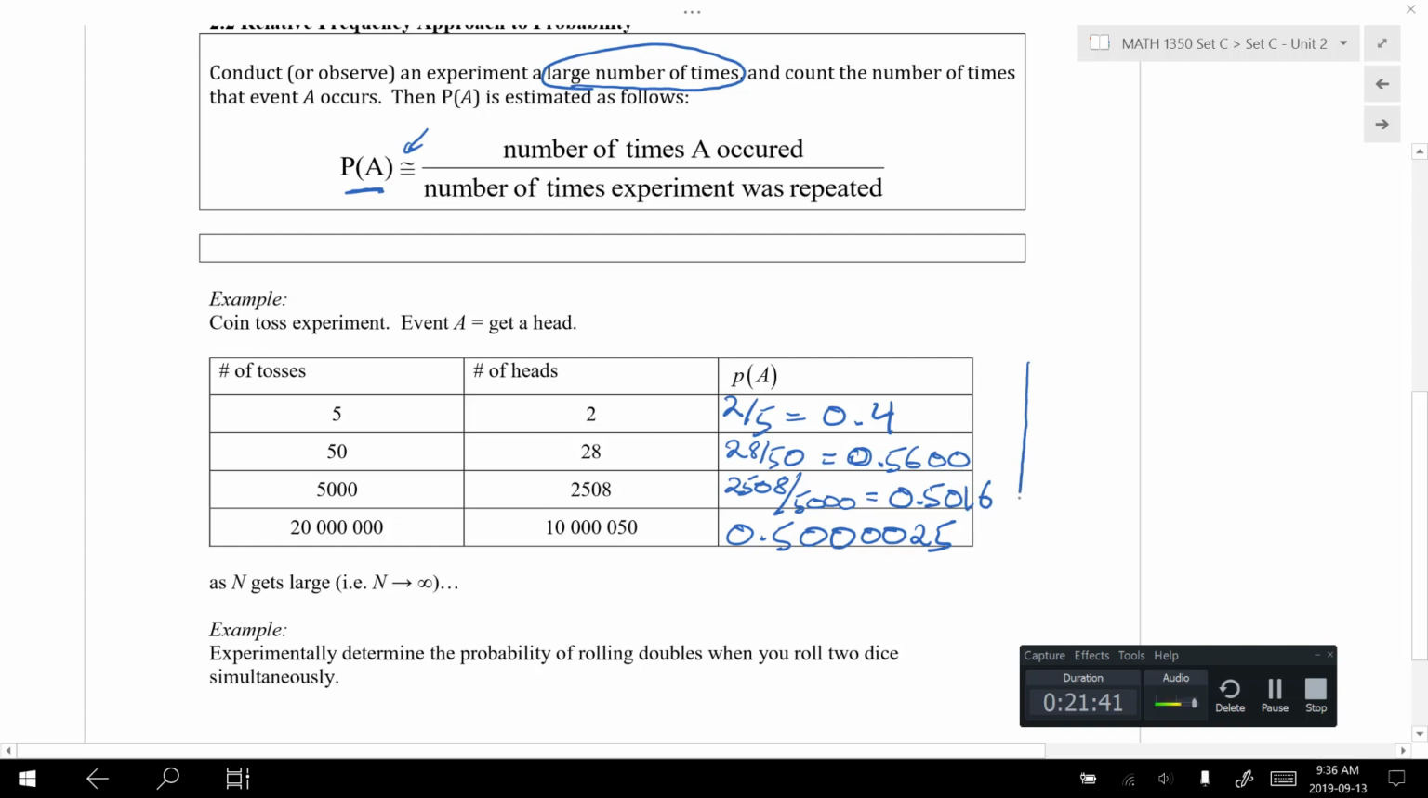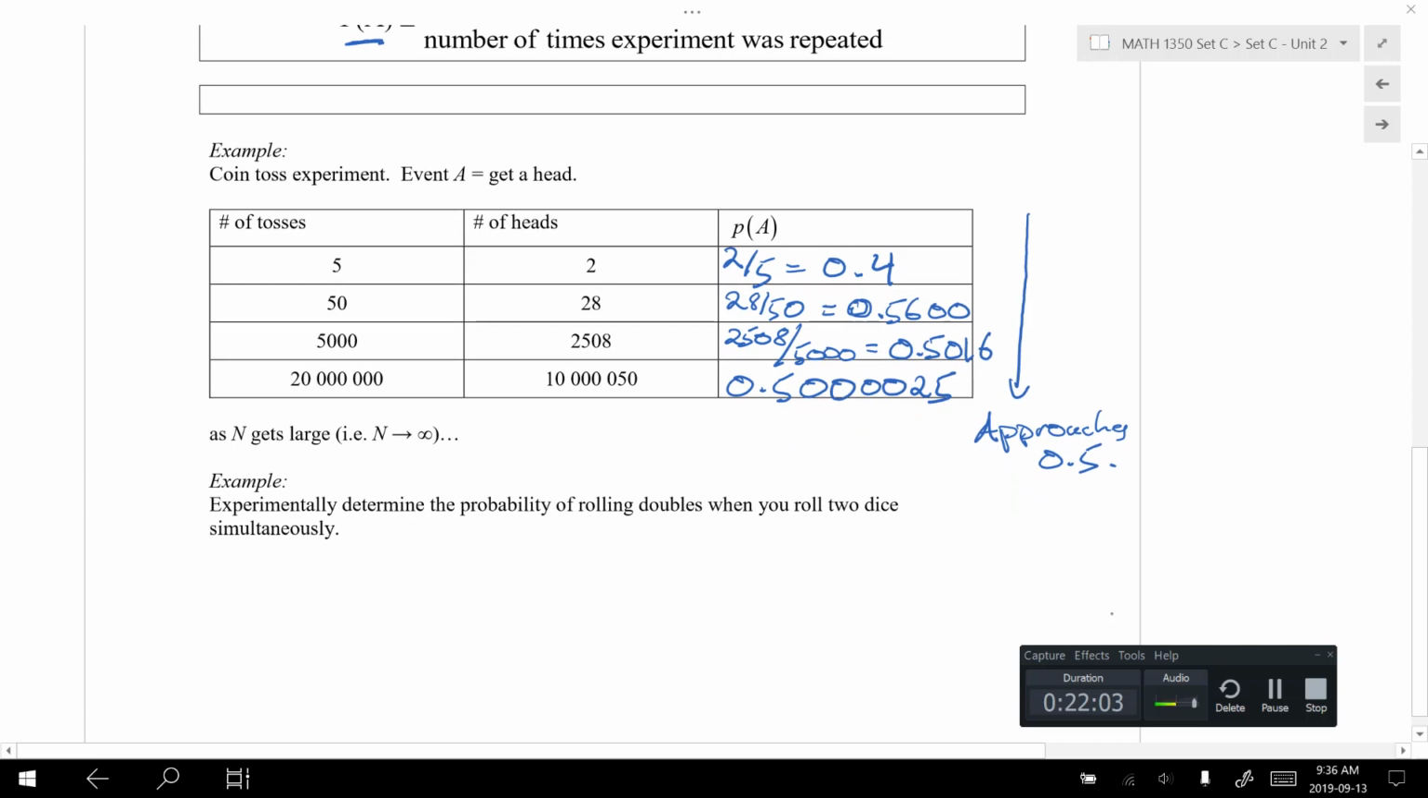And so you can see the pattern as we conduct this experiment more and more times. The total estimate for the probability of A is approaching 50%, which we know to be the true probability here. So we're approaching 0.5. So let's note that as the number of trials n is getting large, as n goes to infinity, our P of A is approaching the true value.